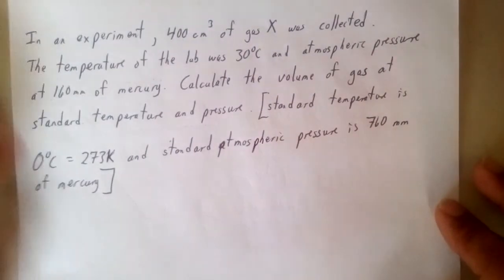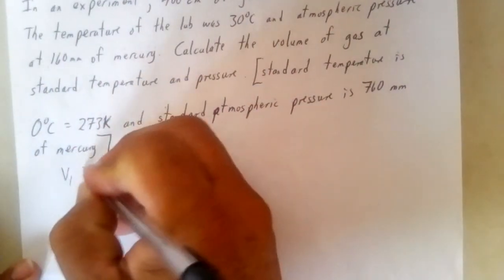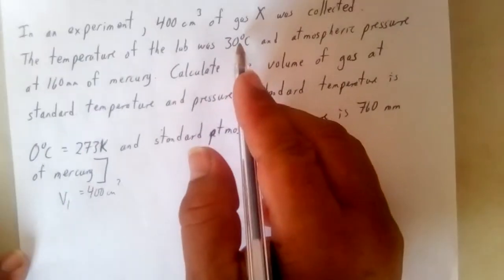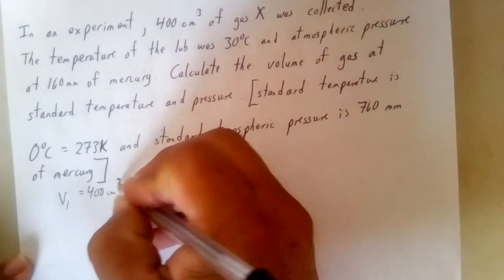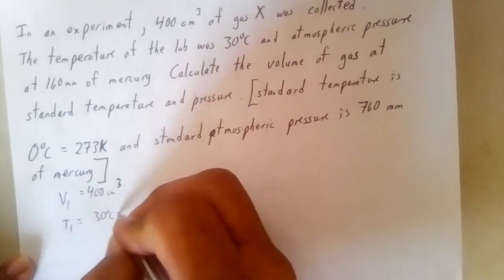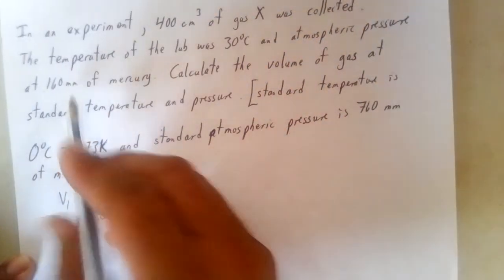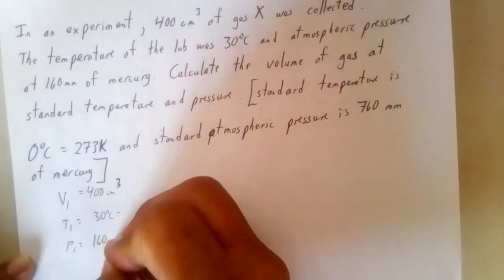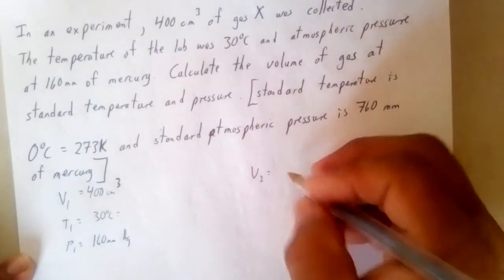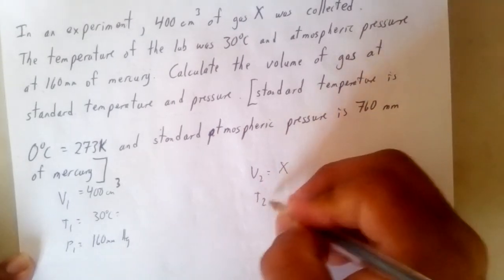So the way you're going to answer this is, first of all, state what you've been given. We know volume 1 is equal to 400 centimeter cube, because in the experiment this is the gas. We know that temperature 1 is 30 degrees Celsius. We know that pressure 1 is 160 millimeters of mercury. Now, volume 2, we don't know that, so that's the one that we will be looking for. But we have temperature 2.